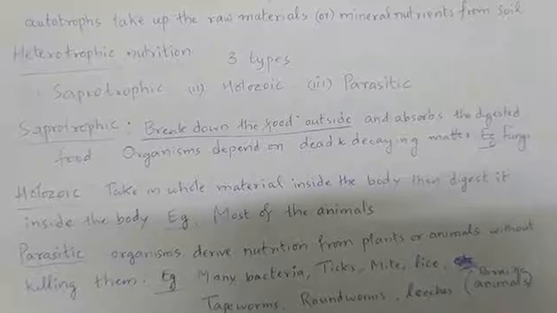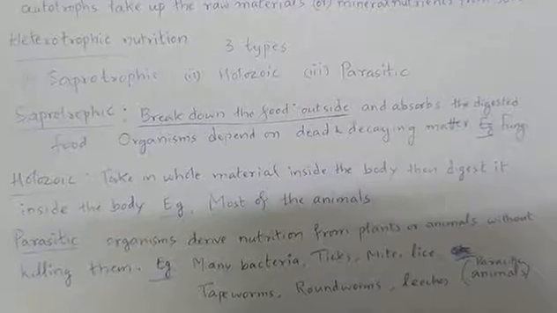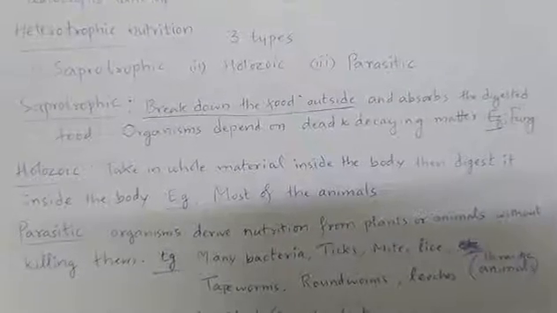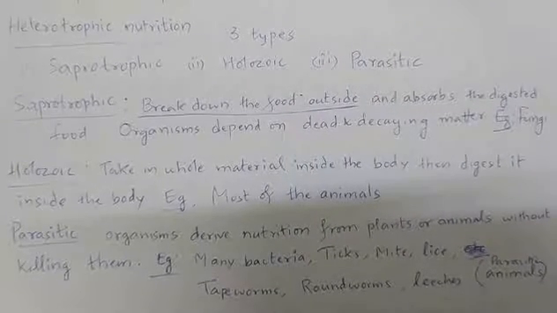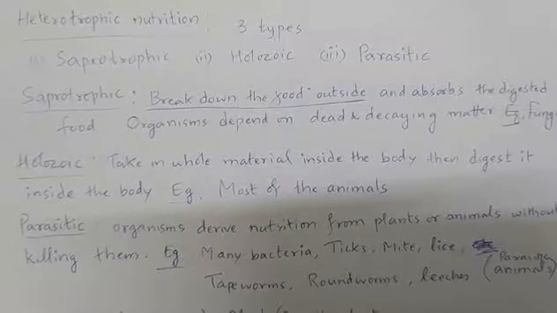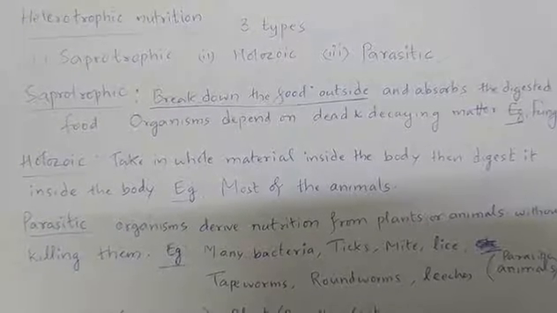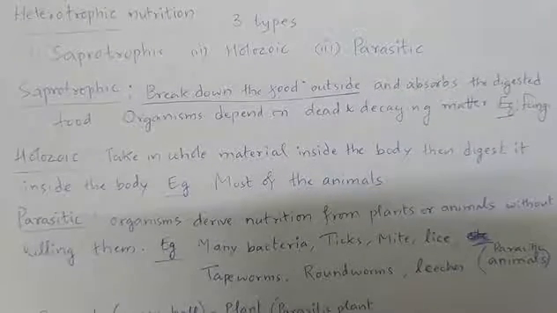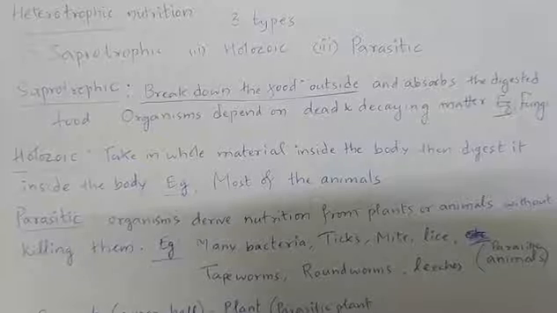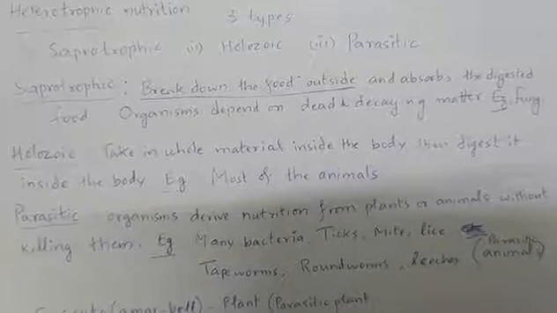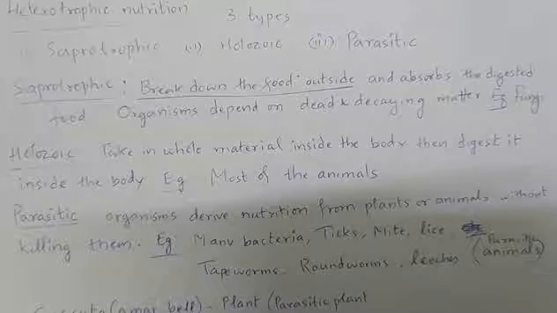Coming to heterotrophic nutrition. Heterotrophic nutrition is mainly of three types: saprotrophic, holozoic, and parasitic. Saprotrophic type of heterotrophic nutrition: in this, the digestion or breakdown of the food takes place outside the body of the organism, and the digested material is absorbed as food.